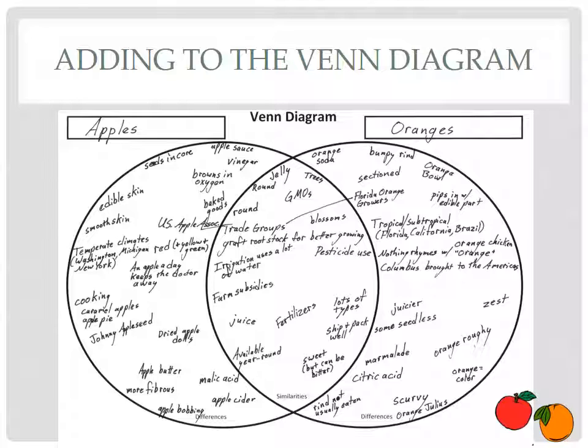You're not worried about whether this will make a good paper or not. You get it out on the page. So farm subsidies might be a good paper. Apple cider may not. Don't worry, get it out. It's a pre-writing activity.